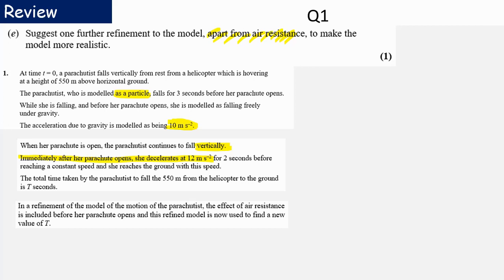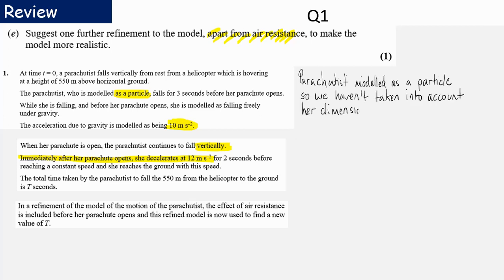So if I just have a look at what I've got here then, almost for free I'm given the following points. So I've been told the parachutist is modelled as a particle. So we haven't taken into account her dimensions. I'm going to put that one down. By far the most obvious one was gravity. Use a more accurate value of g.